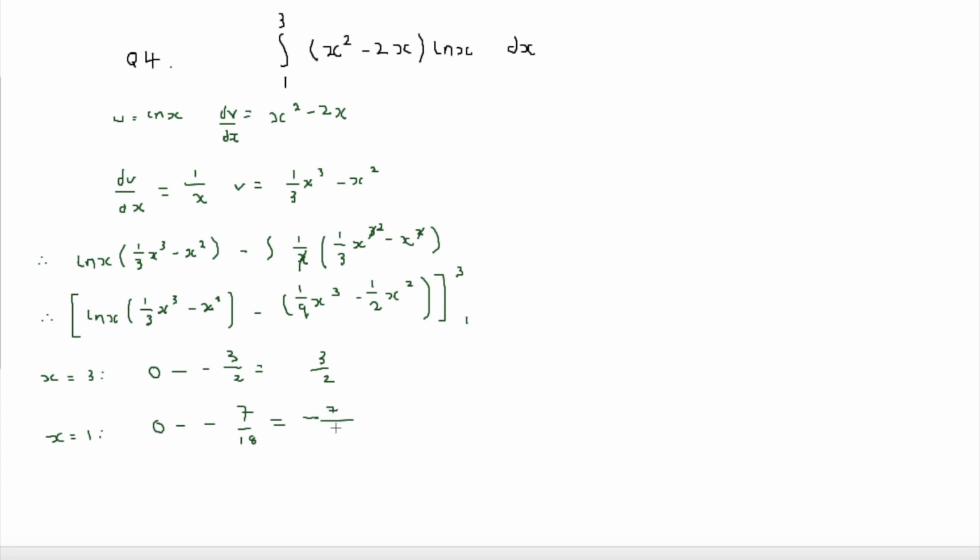So then using those limits, what we're going to say is therefore 3 over 2 minus 7 over 18. That's going to be equal to 10 over 9. So that is how we use limits when looking at integration by parts.